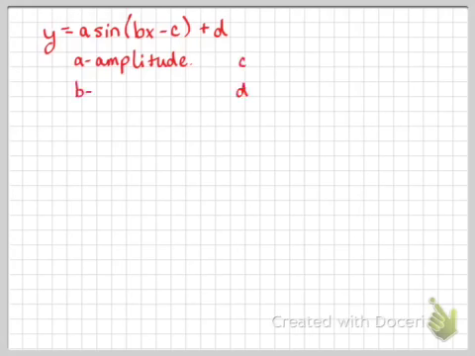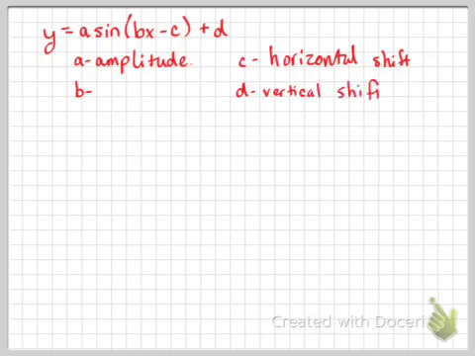Let's leave b for a moment and do c and d. C is going to be a horizontal shift. Remember that horizontal shifts are opposite, and this is normal. We always see horizontal shifts somehow grouped with our domain. And d, the number out by itself, is just going to be a vertical shift.